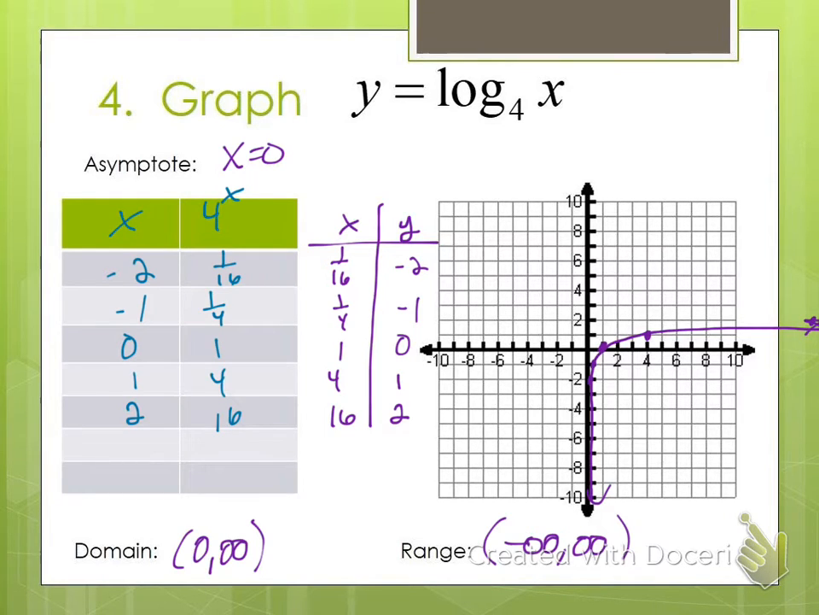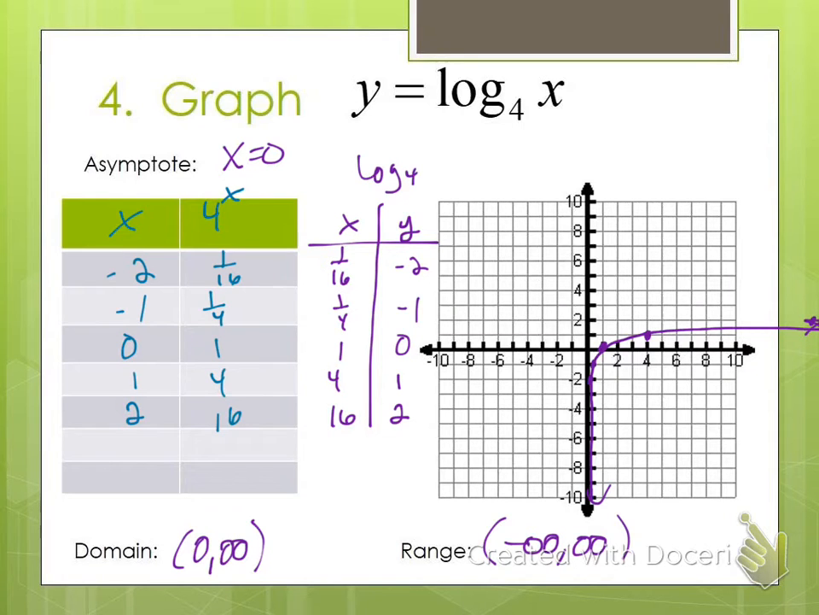And so your graph should look something like this. Your table for your exponential parent function: negative 2, 1/16; negative 1, 1/4; 0, 1; 1, 4; and 2, 16. Switch those x's and y's to get your logarithmic table. If it's helpful, label them. So 1/16, negative 2; 1/4, negative 1; 1, 0; 4, 1; and 16, 2. Plot those points, draw your graph, and there you go.